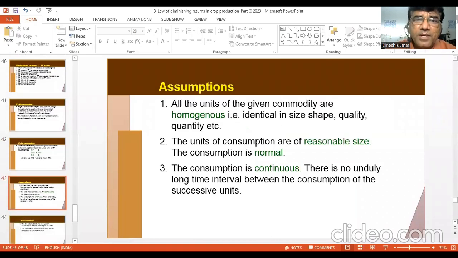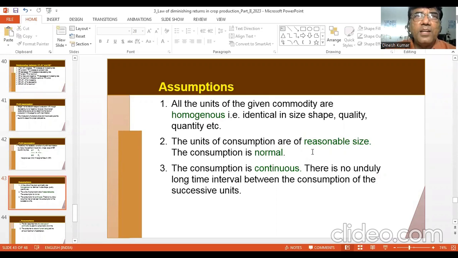Now, the law of diminishing return or variable proportion has certain assumptions. All the units of the given commodity are homogeneous, identical in shape, quality, and quantity. Even your variable factor should also be homogeneous. The units of consumption are of reasonable size.